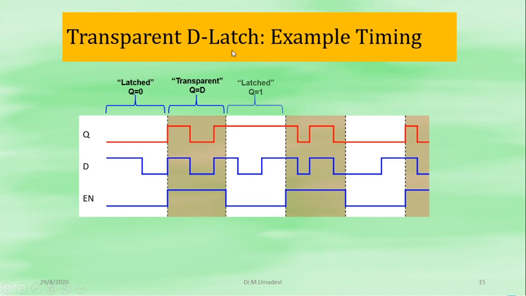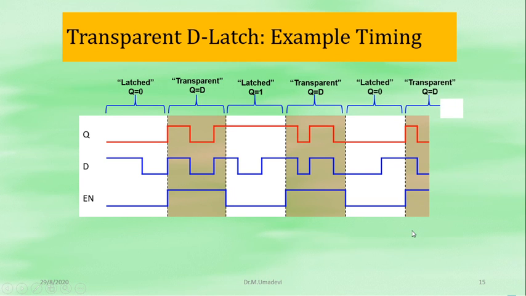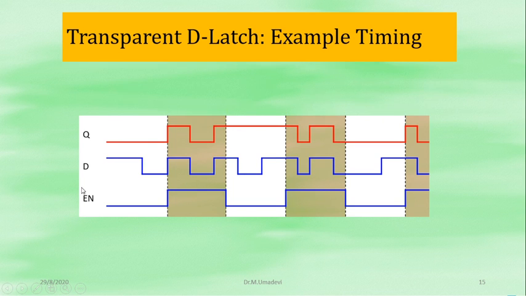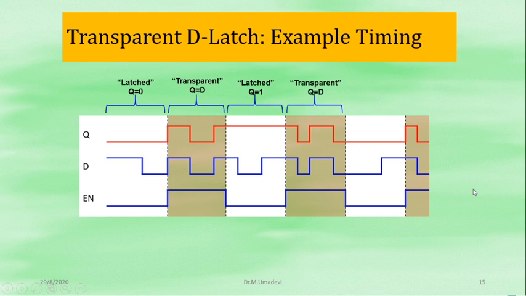And this is a transparent D latch example for timing I have given here. See, you can understand well. This is for Q and this is for the D input, and EN is the enable. Instead of clock we have used EN. So first condition, latched, Q is equal to 0, then transparent, Q is equal to D, then again latched, Q is equal to 1, then again transparent, Q is equal to D, and latched, Q is equal to 0, transparent, Q is equal to D.